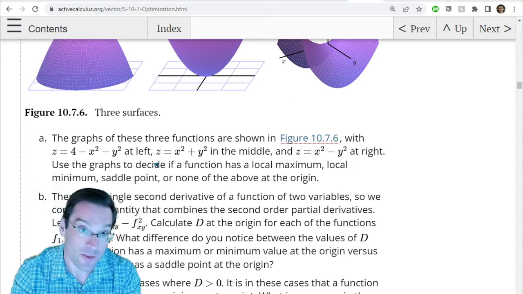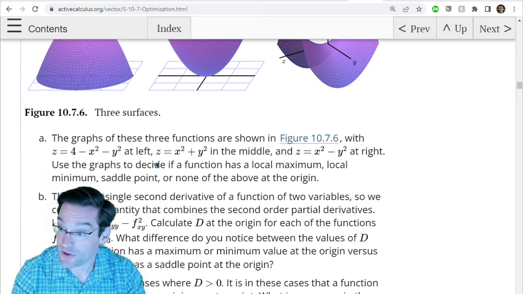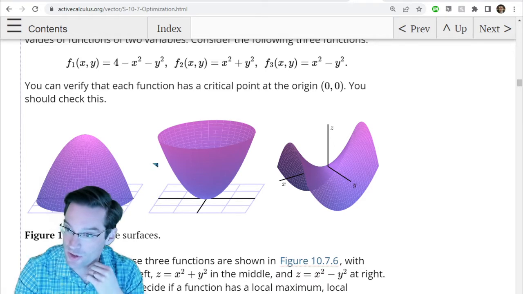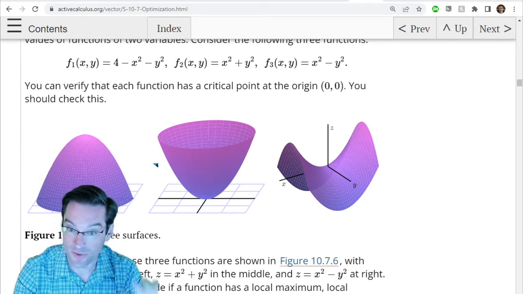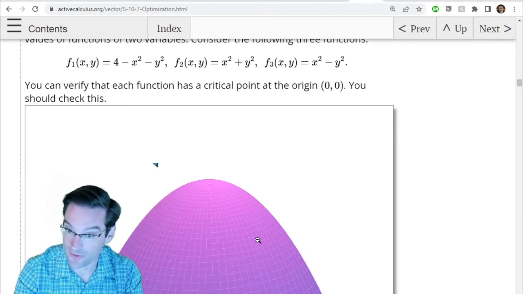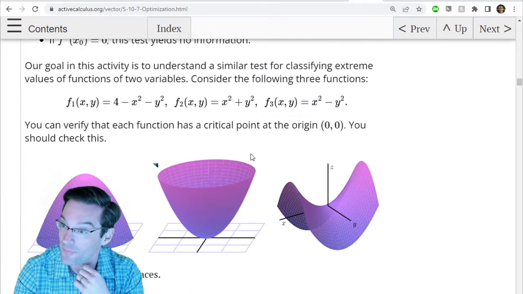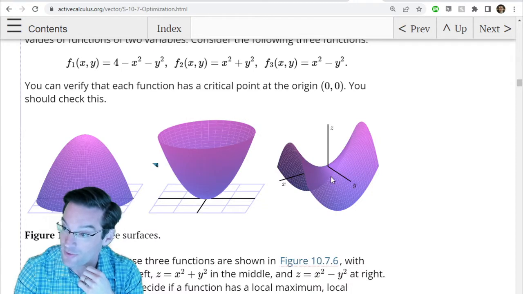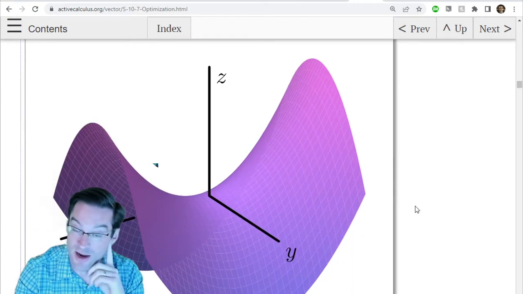To start walking the road towards a second derivative test for a function of two variables, in this activity we have three different functions to look at. There's this f of x, y equals 4 minus x squared minus y squared, which has a graph that looks like this. There's f of x, y equals x squared plus y squared, which has a graph that looks like this. And f of x, y equals x squared minus y squared, which has a graph that looks like this.